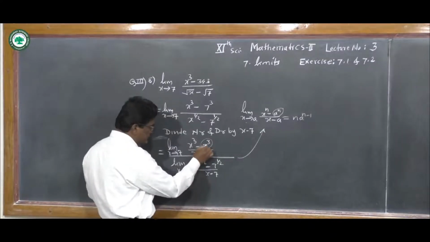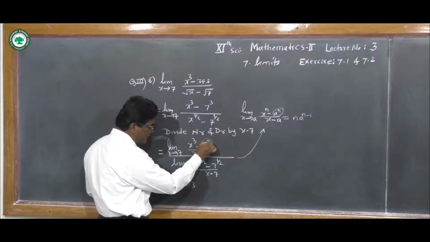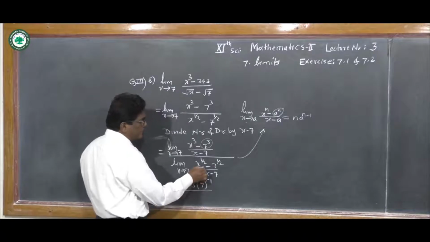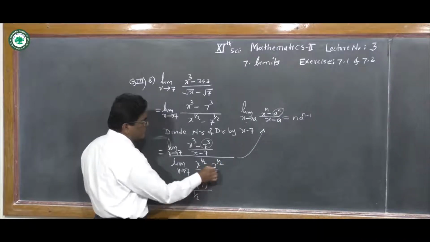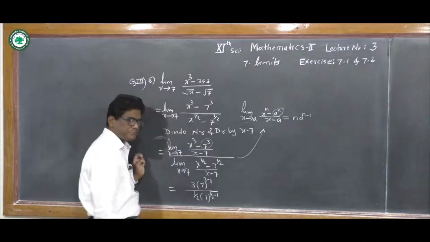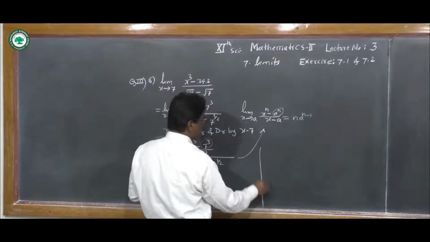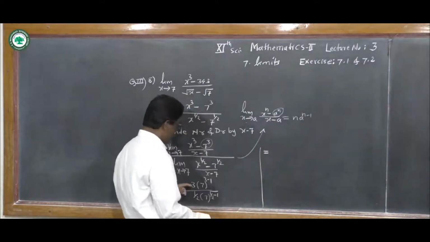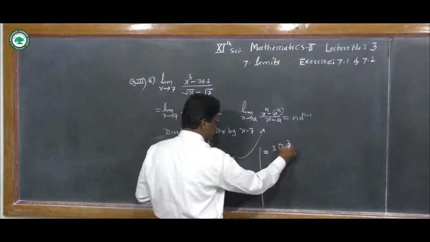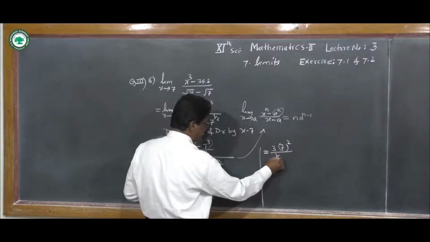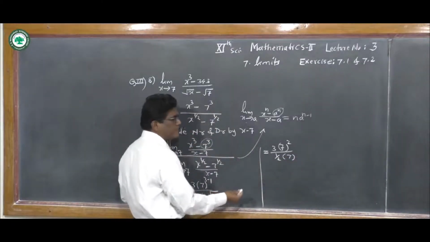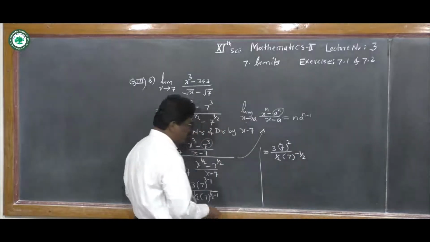So it is equal to 3, this n here, 3 into 7 to the power 3 minus 1, divided by here 1 half, now n is 1 half, so 1 half into 7 to the power 1 half minus 1. And so we get 3 into 7 to the power 3 minus 1, that is 2, divided by 1 half and 7 to the power 1 half minus 1, that is minus 1 half.